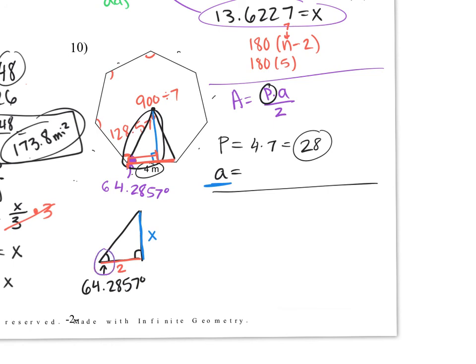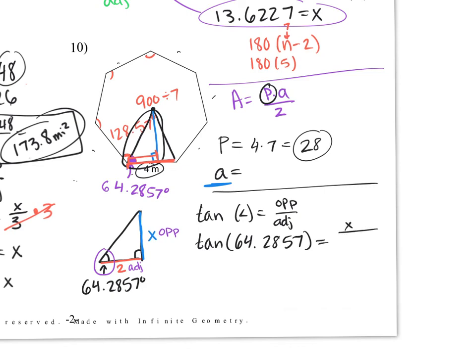I have this angle. I have information about the opposite side and the adjacent side. So tangent will help us solve this. The tangent of an angle equals the opposite side over the adjacent side. So the tangent of this angle, which is 64.2857, will equal the opposite of x over the adjacent, which is 2. I want to get my x by itself, so I need to do the opposite of divide by 2, which is times by 2. That will get the x by itself on the right-hand side, and then that equals 2 times the tangent of this big, huge decimal.